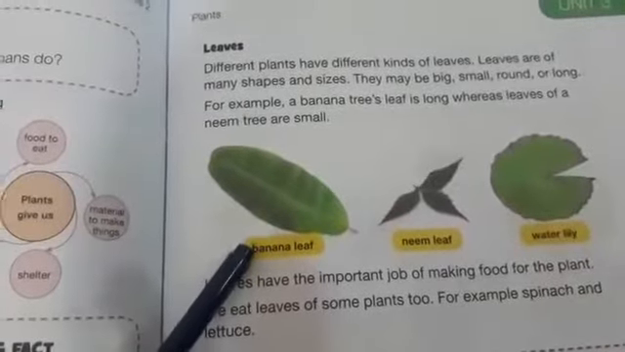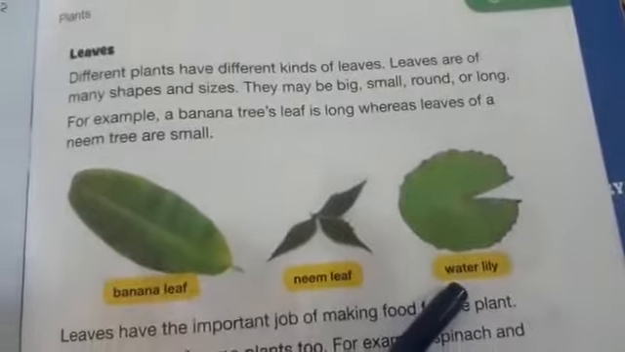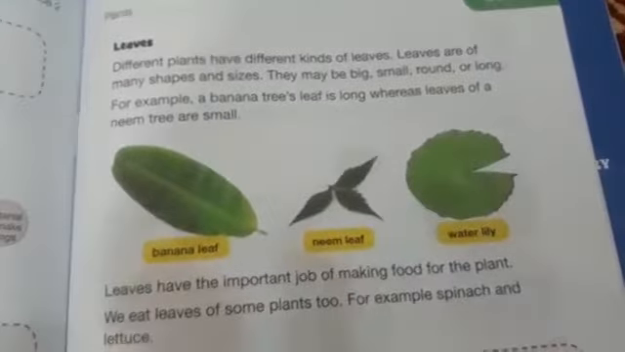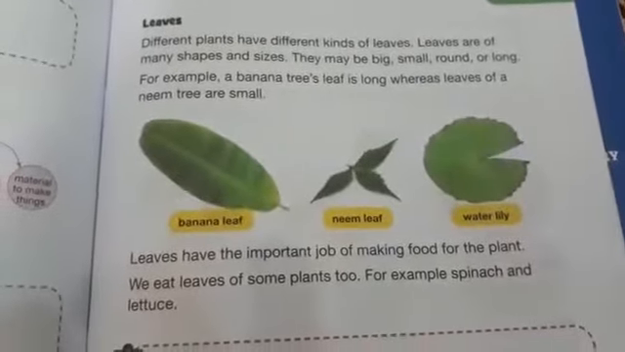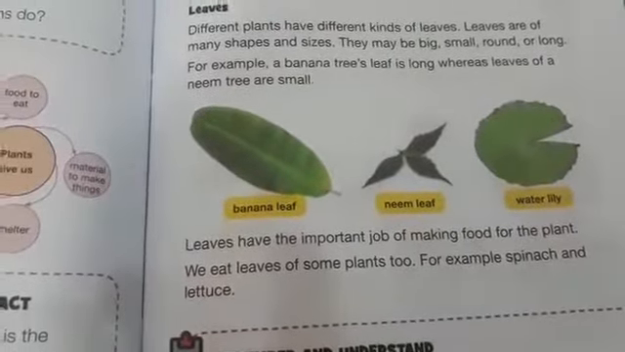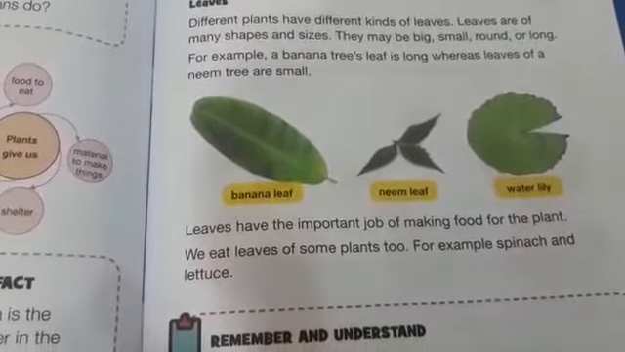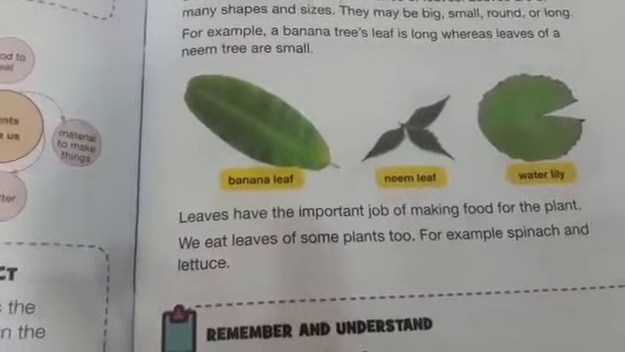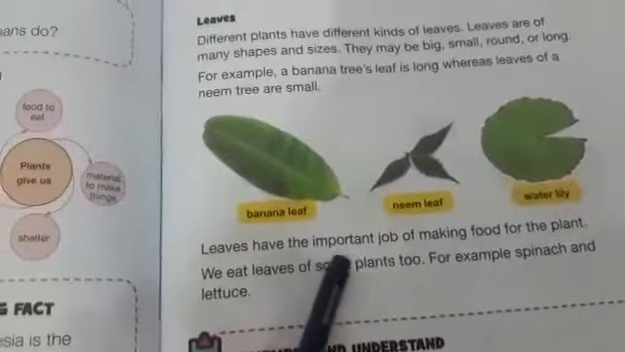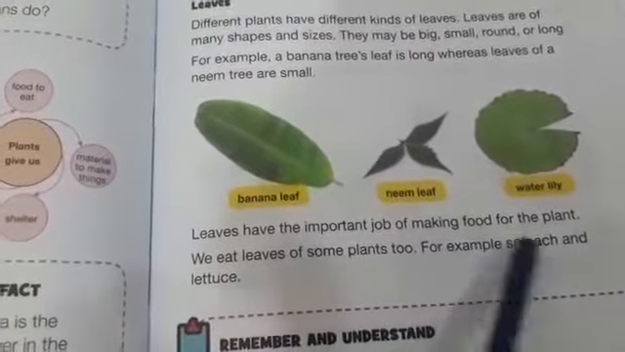The banana leaf is different from the neem leaf. And there is a water lily leaf. You can see a round shape and a cut in the center. Clear? So we can see the different types of leaves on plants or trees, with different sizes. And what is their function? To make food. Leaves have the important job of making food for the plant.